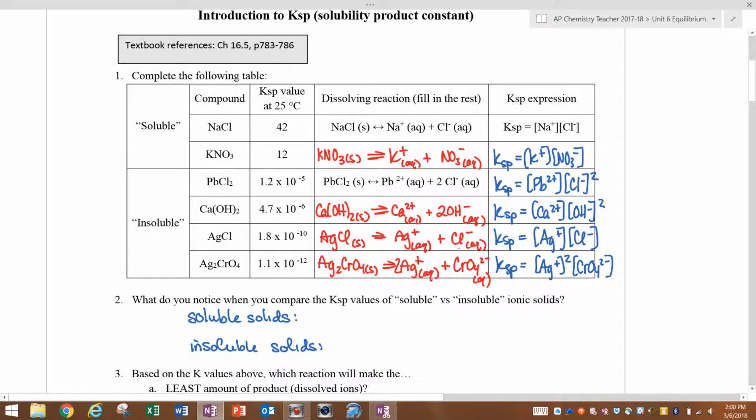And when we're writing a K expression, remember we leave out solids and liquids, and it's products over reactants. So in the case of a KSP, which is the K for dissolving, the products are aqueous, so they go on the top, and then the reactant is a solid, so it gets left out. So whenever you write a KSP expression, you're going to notice there's no denominator, and that's because the reactants are all solids. You can see that over there.